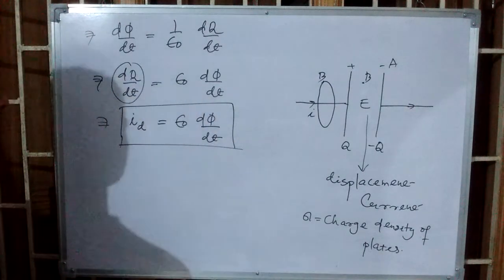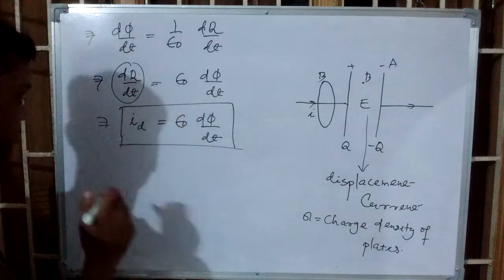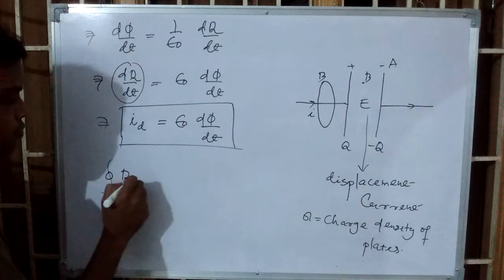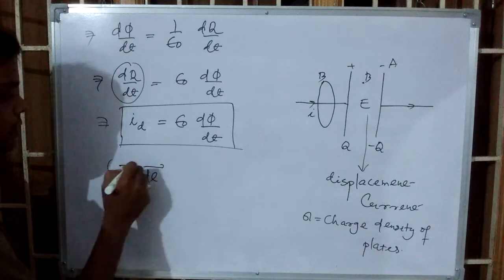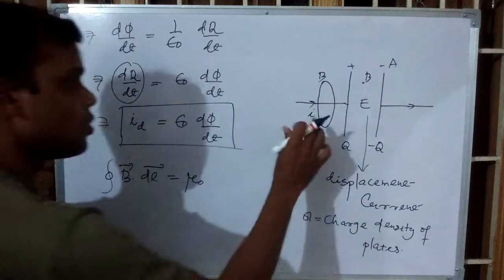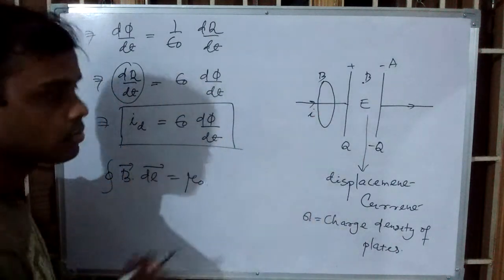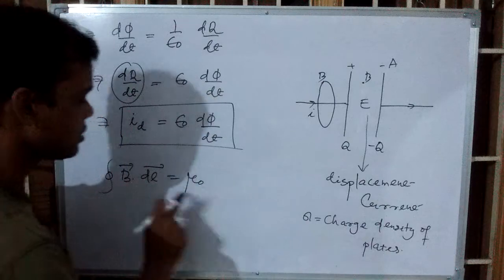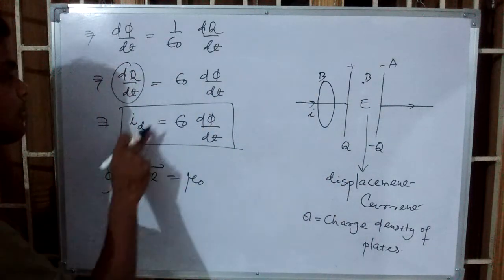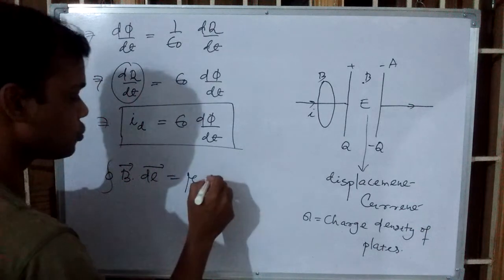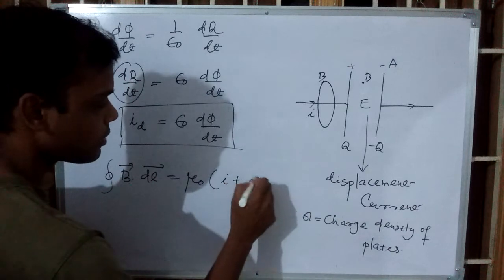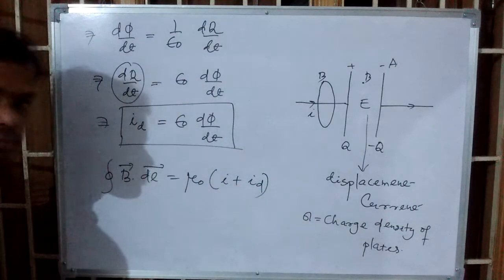Now come to Ampere's law. What was Ampere's law saying? Circulation of magnetic field is equal to mu naught I. But what about I here? We can apply I outside, but we can't apply I inside, because this I is not valid inside the capacitor. Inside the capacitor, I_D is valid. So we shall write the total: outside current is I, inside current is I_D.